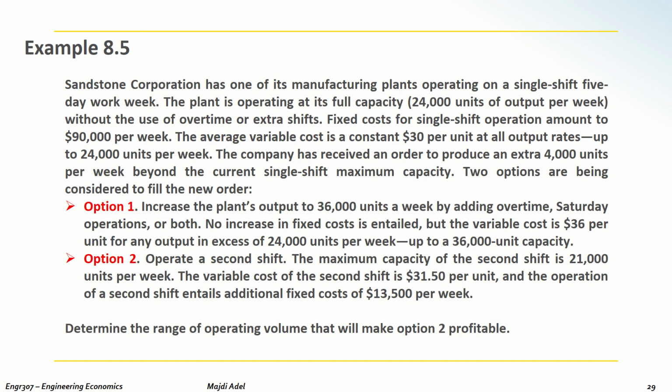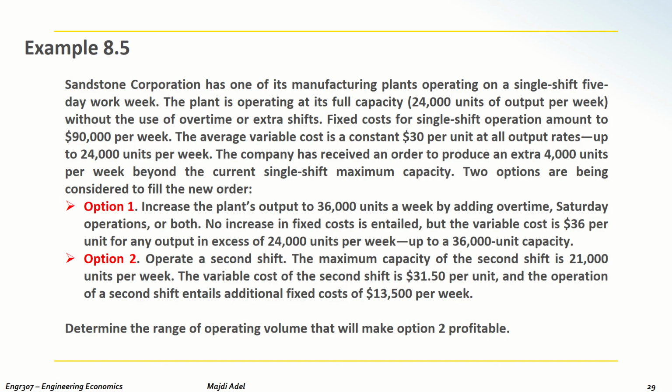Another example, for operations planning. We have a company, Stanton Corporation. They have a manufacturing plant. They are working a single shift, 5 days a week. The plant can produce at full capacity 24,000 units per week, without any overtime or extra shift. They can produce 24,000 units per week without paying overtime or adding an extra shift. Of course, they work 5 days a week, one shift per day.